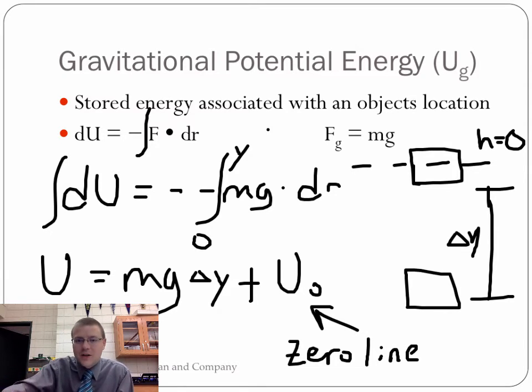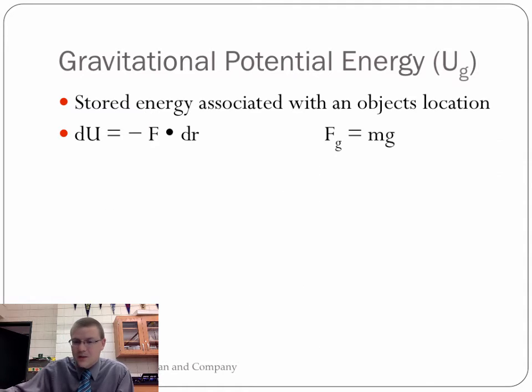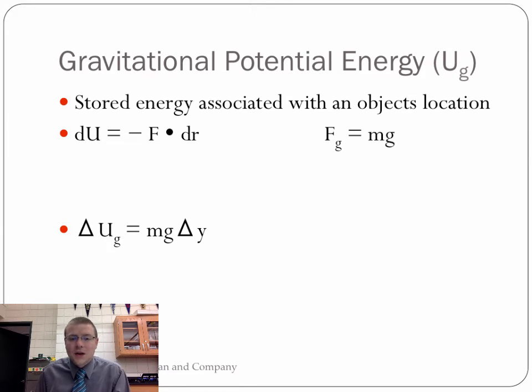Really, we can have our gravitational potential energy end up looking like that. So the change in gravitational potential is U sub g, and it's equal to mg delta y. And since we're talking about an up and down vertical displacement, a lot of times you'll see this written as m times g times h, the height above your zero line.